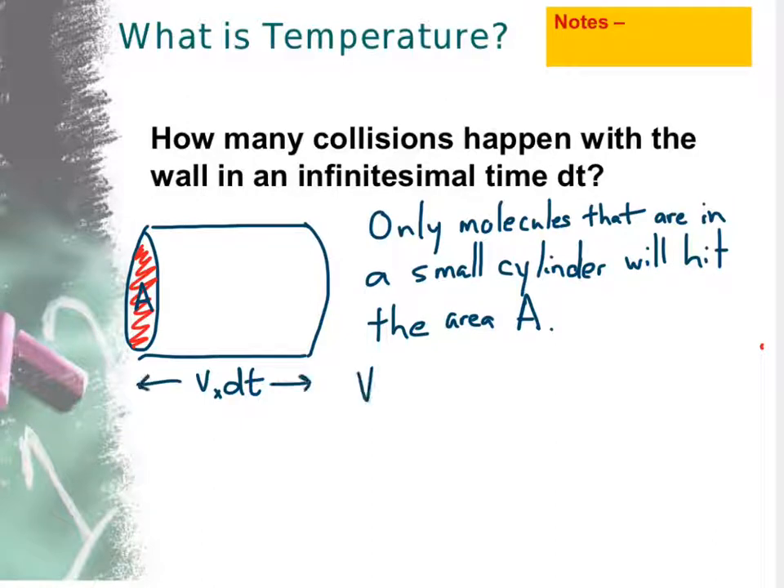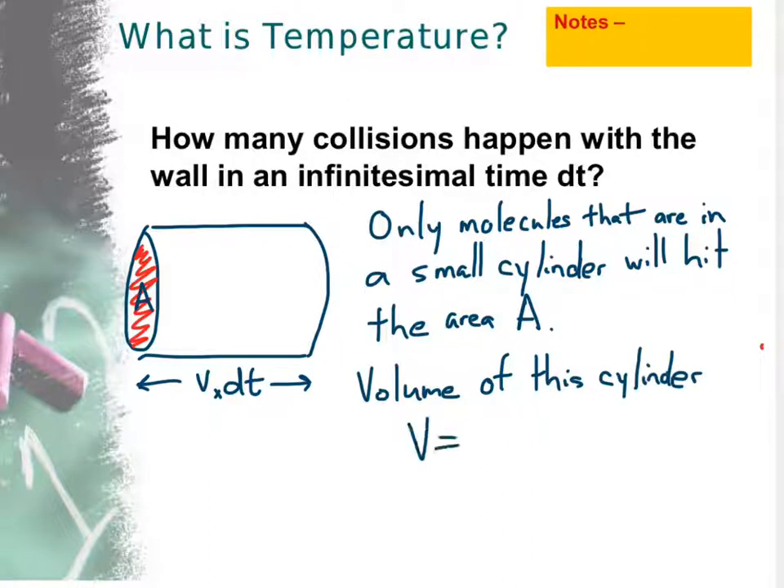So, what is the volume of the cylinder? The volume of the cylinder happens to be its area times its length. So we could say, and I'm actually going to call this volume dV, so dV is equal to the cross-section area A times the length of the cylinder, which is going to be Vx dt.